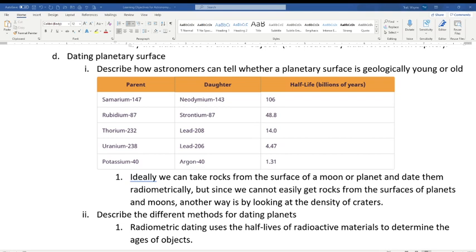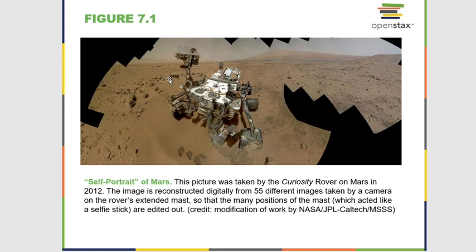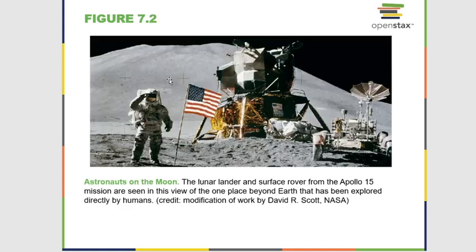So let's talk a little bit about dating planetary surfaces. First, let's look at a few pictures here. Let me pull that up, and we can walk through a few of these pictures from the textbook. This is a composite created by the Mars Curiosity rover in 2012. That's a nice, pretty picture of Mars.